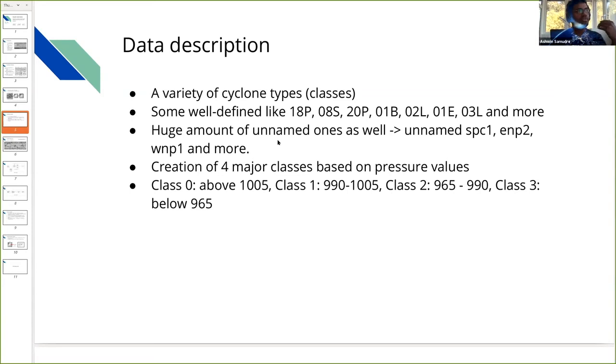First we had around 45 classes, and it was just not feasible to process them all. So after that, we moved to the creation of just 4 major classes, based on the pressure values. We have defined them as class 0, 1, 2, and 3 based on the pressure values. As you can see here, class 0 is above 1005, class 1 is 990 to 1005, class 2 is 965 to 990, and class 3 is below 965.